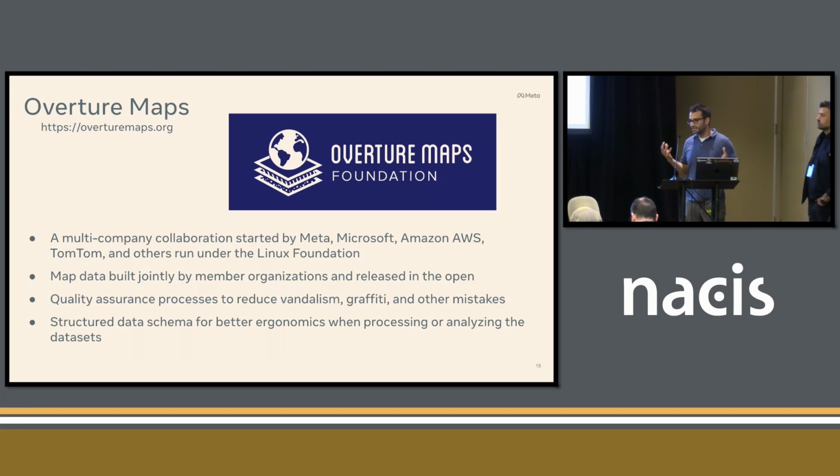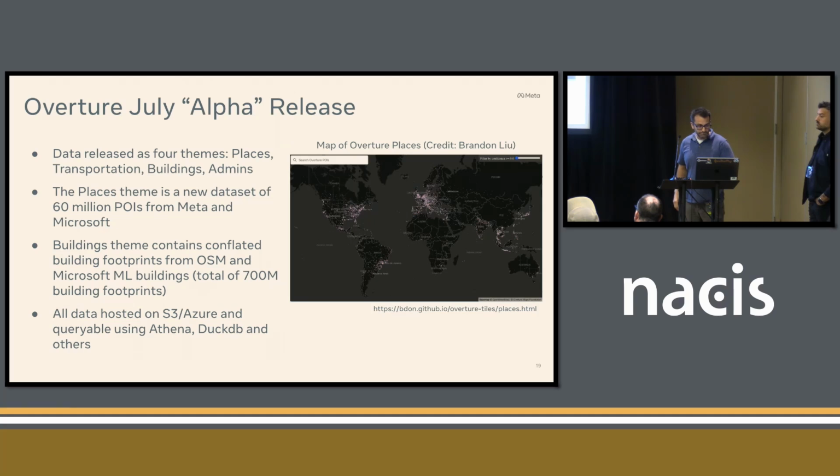A lot of the work we did with Daylight, that Jonah and Jennings were just talking about, was mostly done by Meta. And now we're doing this collectively with a number of other companies. And the data is all free and released in the open in similar formats and ways to access it, just like we've done before. There are similar processes here for quality assurance, making sure there are not things like bad words and vandalism and graffiti and all sorts of other things that might happen in OpenStreetMap if you were to query or pull data from the live OSM database. And there's a lot of continued work on a structured data schema for better ergonomics when you're processing or analyzing the data.